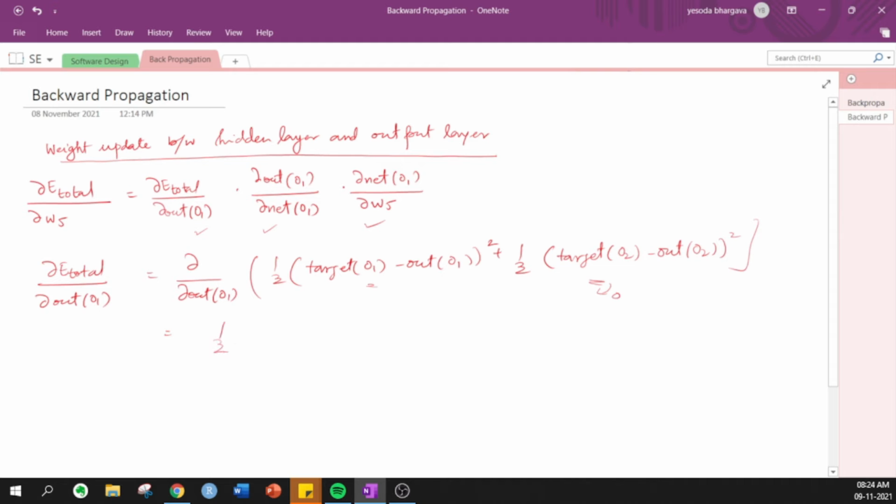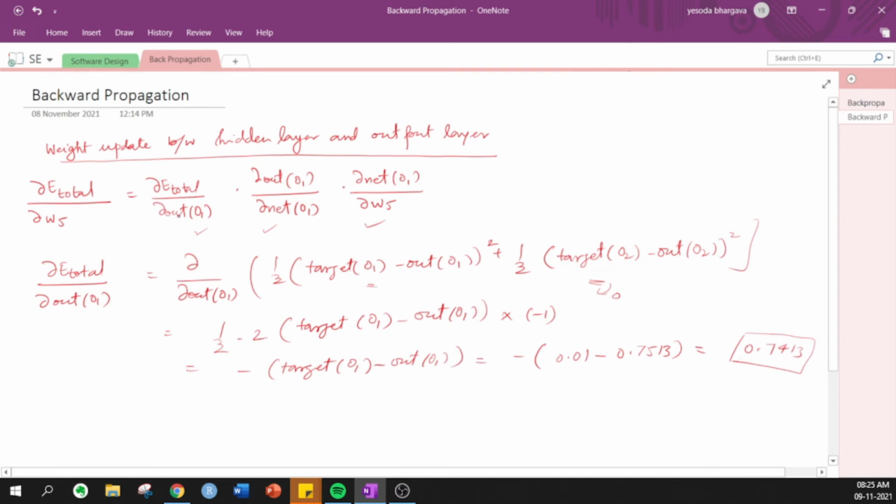What we obtain is half, times 2, times target O1 minus output O1, into minus 1. So essentially this would be minus of the target value of O1 minus the output that we had obtained. When we compute it, the target value was 0.01 and what we had obtained was 0.7513, and this value comes out to be 0.7413. So we have computed this first term, which is 0.7413.